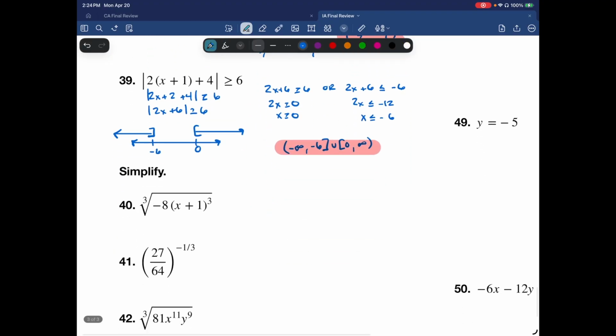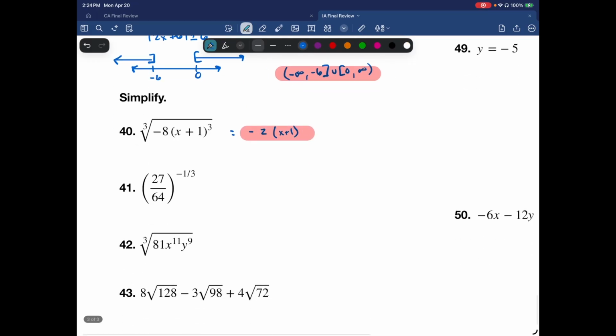All right, on 40, I've got to take the cube root of -8, which is simply -2, and then the cube root of a cube is just going to cancel out, so -2 times (x + 1), and that's your answer there. On 41, I've got to deal with the negative first. The negative says I'm going to flip that fraction, so I've got 64/27 raised to the 1/3 power, and then the 1/3 says I'm going to take the cube root of the top and the bottom. The cube root of 64 is 4, the cube root of 27 is 3, so my answer is 4/3.